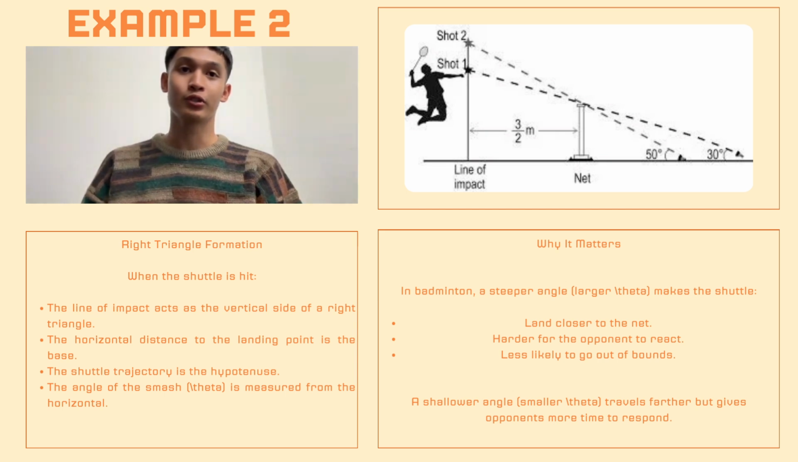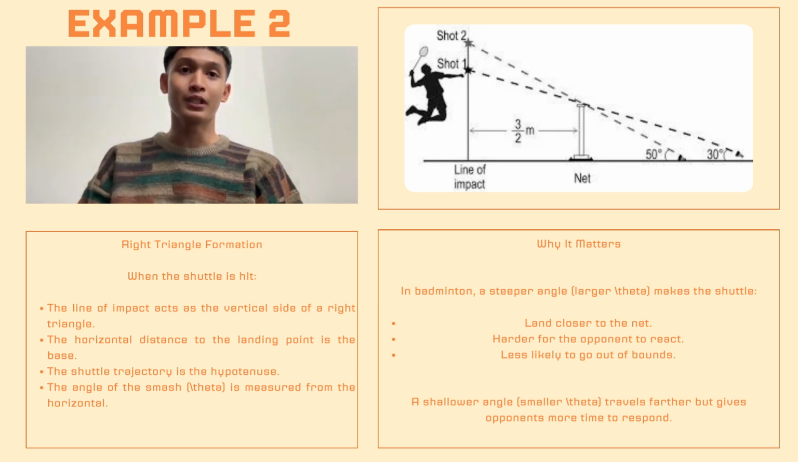Before that, I want to let you know that we can apply badminton as an example for trigonometry in maths. For the right triangle formation, when the shuttle is hit, first, the line of impact acts as the vertical side of the right triangle. Second, the horizontal distance to the landing point is the base. The third point is the shuttle trajectory is the hypotenuse, and the last one is the angle of the smash, which is theta, measured from the horizontal.